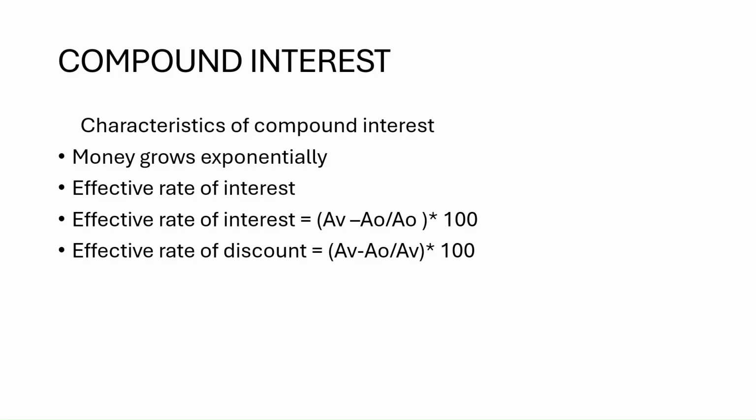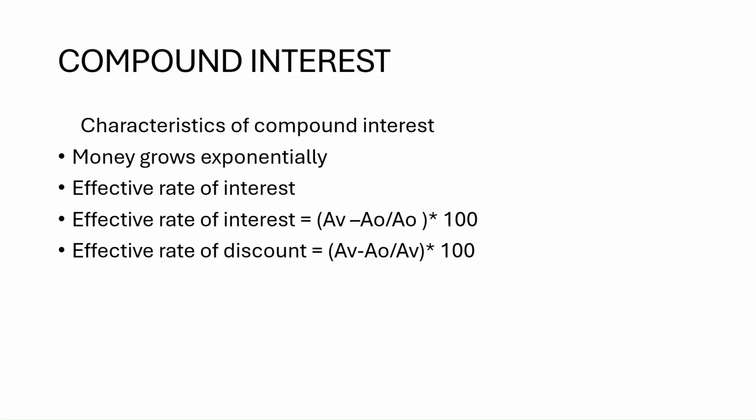Now, compound interest. The characteristic of compound interest, unlike simple interest, is that the money grows exponentially. Here, in compound interest, our interest rate we call the effective rate of interest. The definition of effective rate of interest is this: suppose you have $1 at the present time. Now, at the end of the year, you have $2.